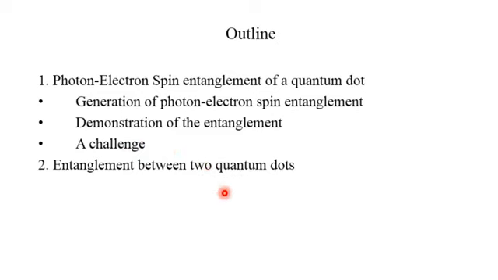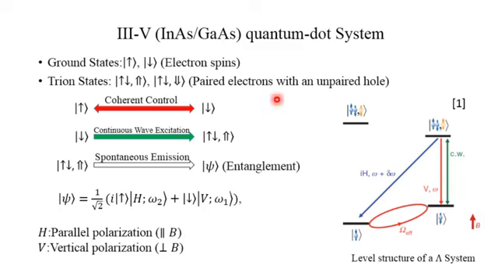Finally, I will spare 2 pages for dot-to-dot entanglement with single photon interference technology. When we say III-V quantum dot, we refer to a kind of electron-hole system in semiconductors, such as indium arsenide or gallium arsenide. A quantum dot usually has 2 energy levels of interest.